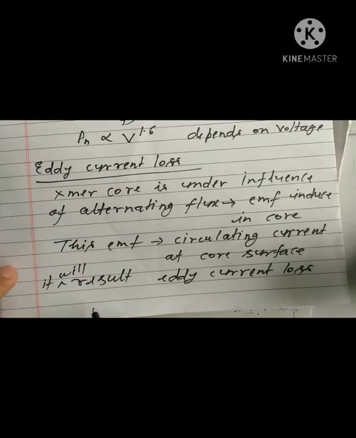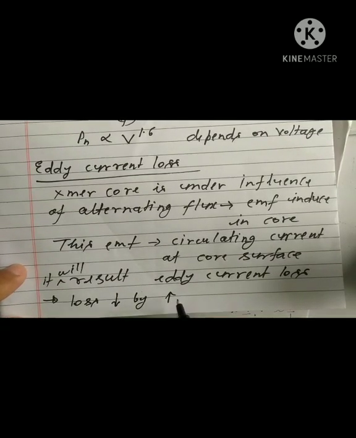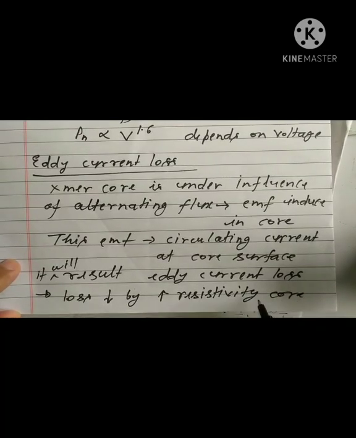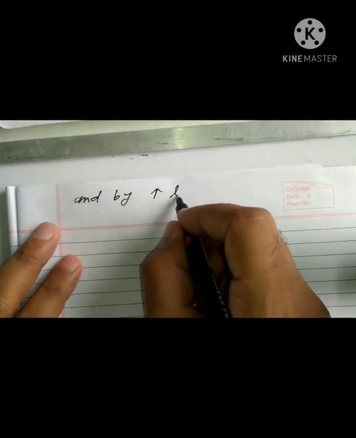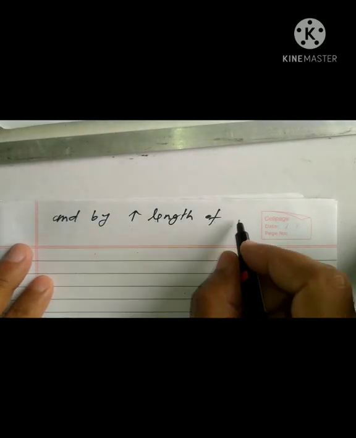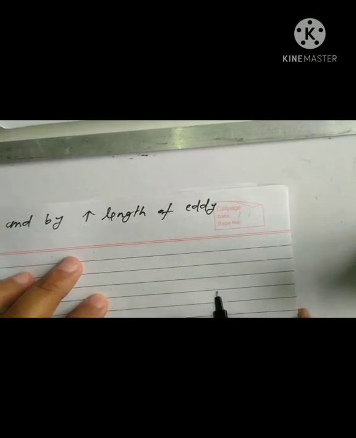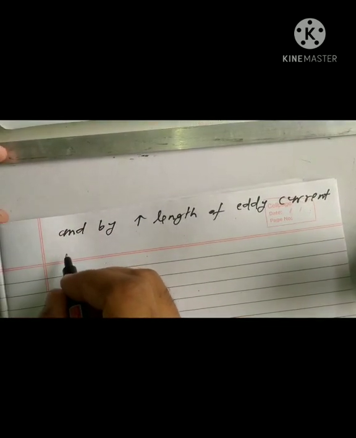This loss can be minimized by increasing resistivity of core and by increasing length of eddy current, the circulating current, right? So resistivity can be increased.